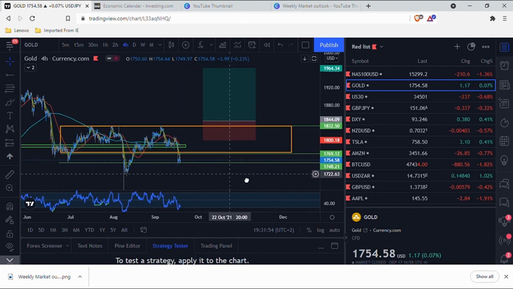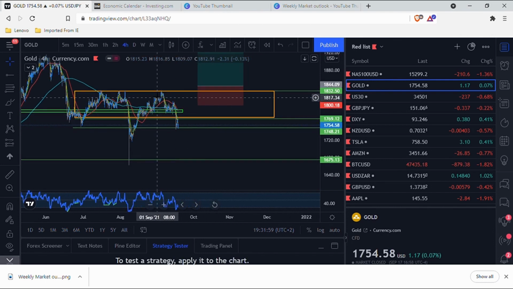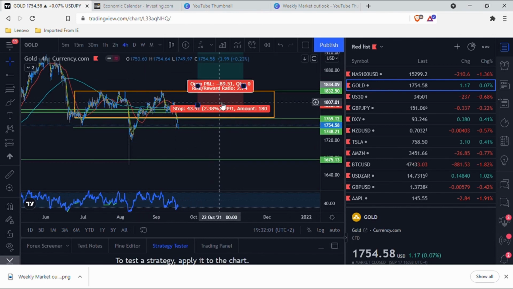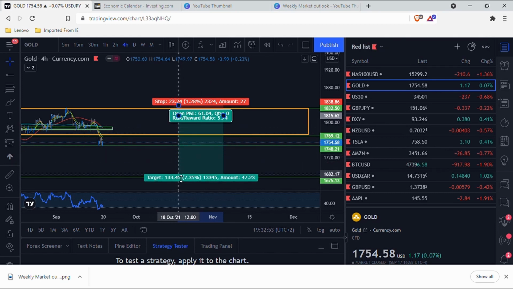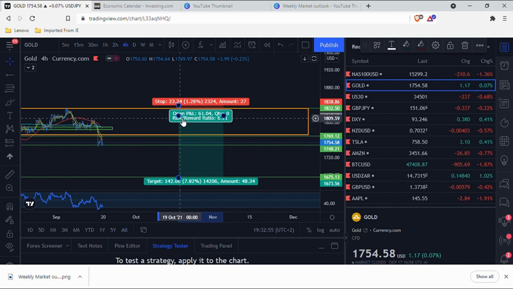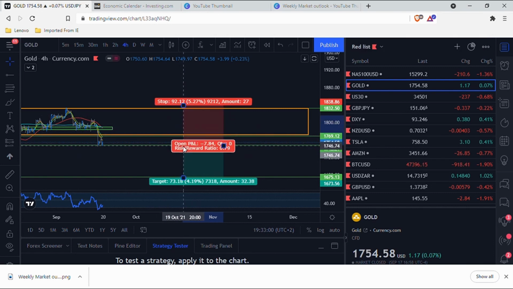Yeah, more or less like that. Then in terms of sell side, just to recap there, in terms of gold, what I look for is something like this, right? And then maybe move it down here. My entry would be somewhere here.